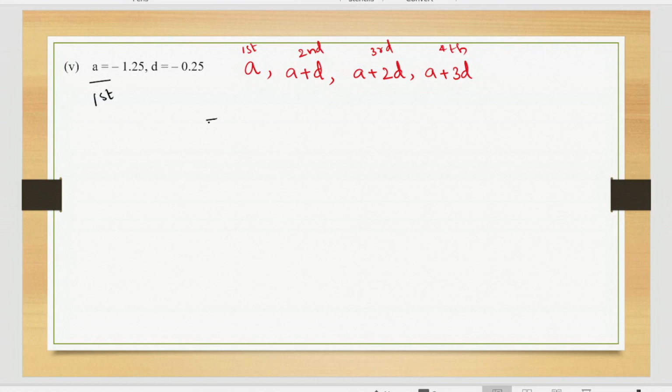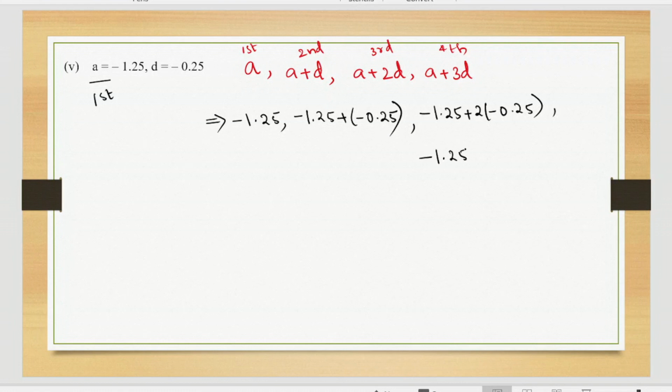So let us substitute. A is minus 1.25. The second term is minus 1.25 plus D, which is minus 0.25. The third term is minus 1.25 plus 2 into minus 0.25. And the last term, the fourth term, is minus 1.25 plus 3 into minus 0.25. So you will get the first term as minus 1.25.